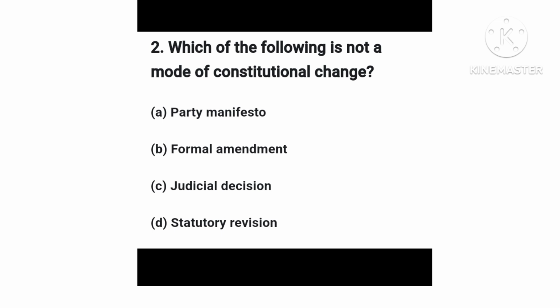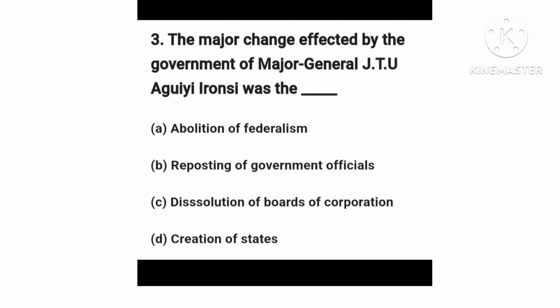Next question is question number 3. The question says, the major change effected by the government of Major General J.T.U. Aguiyi-Ironsi was the dash. In the options, we have option A, abolition of federation. Option B, reposting of government officials. Option C, dissolution of board of corporation. Option D, creation of states.